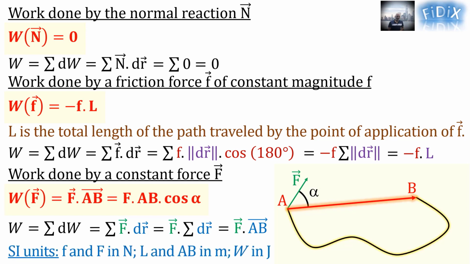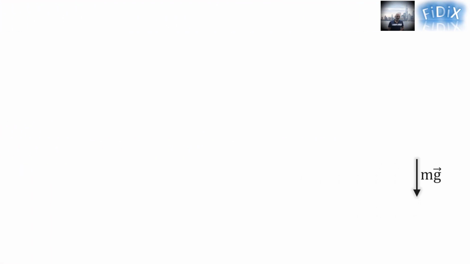In the International System of Units, the magnitude of a force is expressed in newtons, L and AB in meters, and the work W in joules. The weight mg of an object changes with the location, but in a limited area, it can be considered as a constant force.